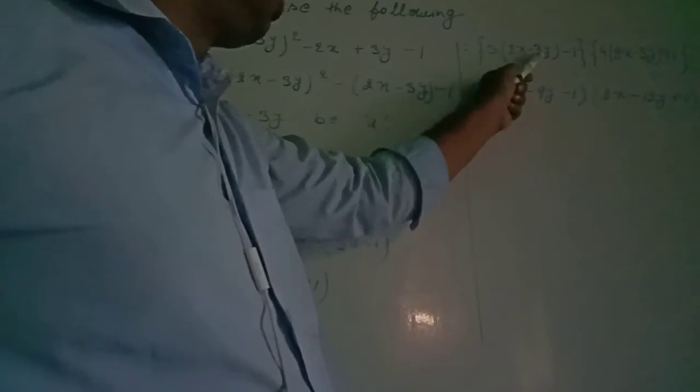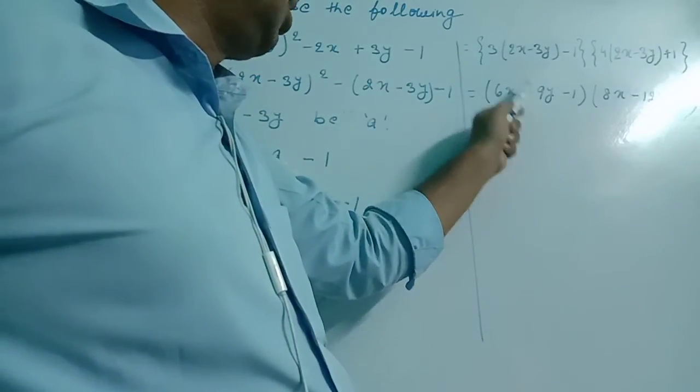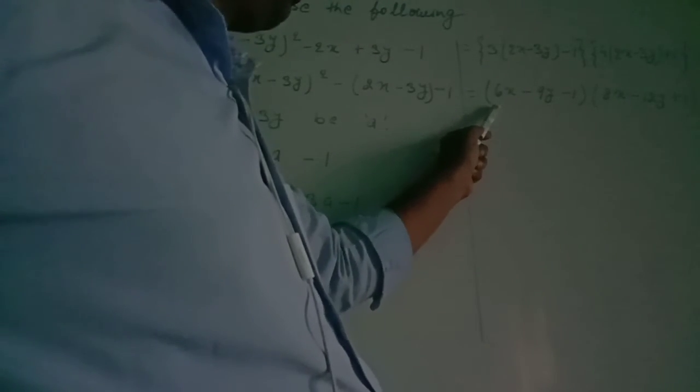I multiplied these two terms by 3. I got 3 twos are 6x, minus 3 threes are 9y, minus 1. Again 4 twos are 8x, minus 4 threes are 12y, and plus 1. So the factors became 6x minus 9y minus 1 into 8x minus 12y plus 1.